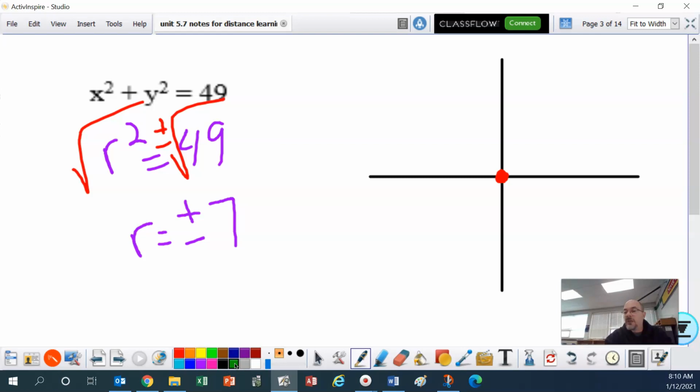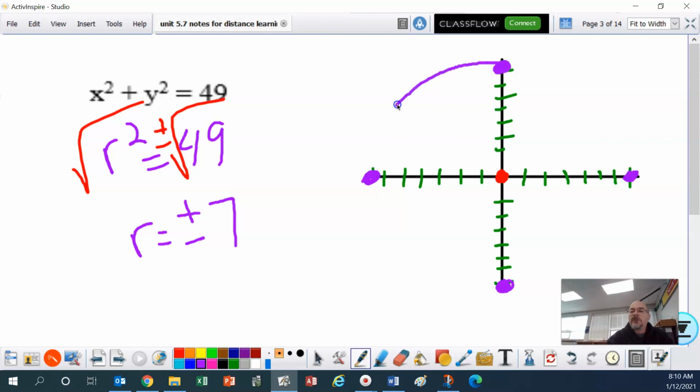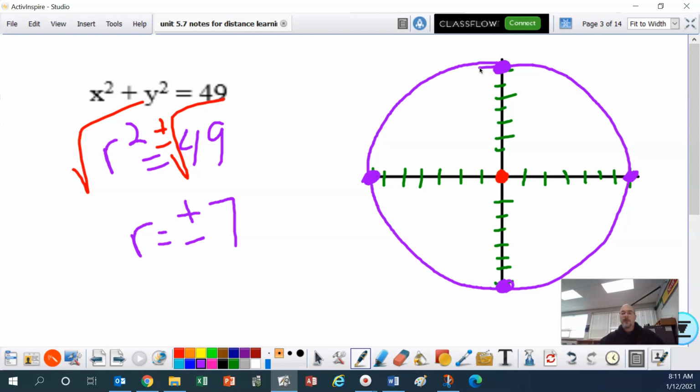So I need to go to 7 here. 1, 2, 3, 4, 5, 6, 7 in each direction. I'm going to put my dots on the 7s all the way around, positive and negative. And I'm going to go ahead and draw this circle as best that I can. Hey, that one didn't turn out too bad. All right, there it is, ladies and gentlemen.